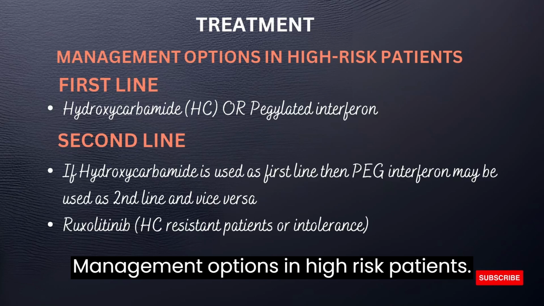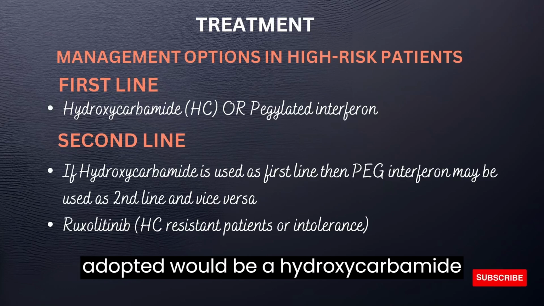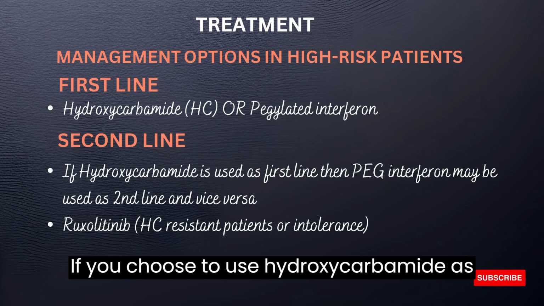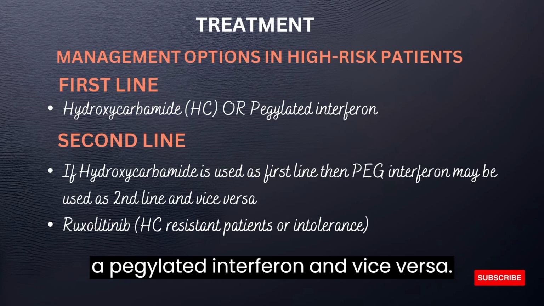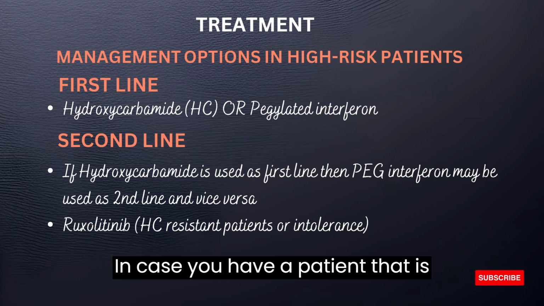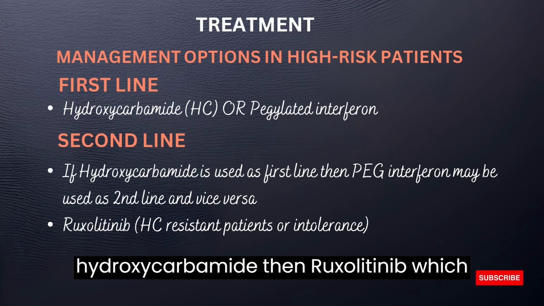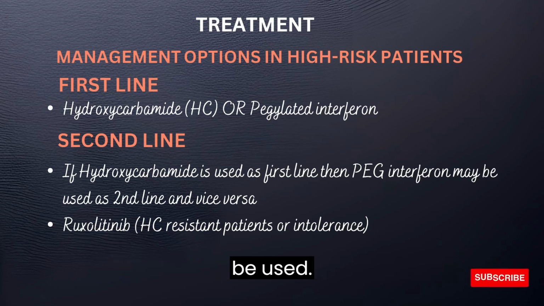Management options in high risk patients. So, the first line choice that may be adopted would be a hydroxycarbamide or preferably a pegylated interferon. If you choose to use hydroxycarbamide as first line, then your second line becomes a pegylated interferon, and vice versa. In case you have a patient that is intolerant or resistant to hydroxycarbamide, then ruxolitinib, which is a tyrosine kinase inhibitor, may also be used.